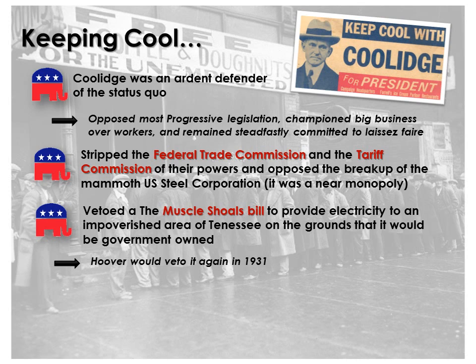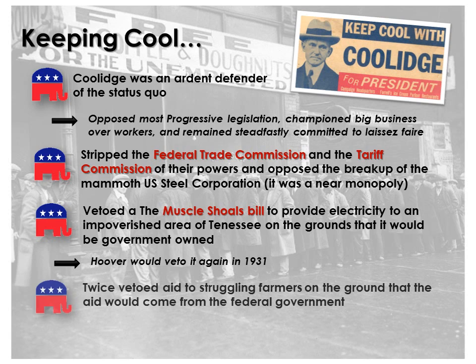Oh, yeah, I have it right there for you. Hoover is going to veto it again in 1931. Calvin twice vetoed aid to farmers on the grounds that the aid would come from the federal government. So he does not believe that it is the place of the federal government to give these, as he would put it, handouts, even to farmers who had been overproducing.